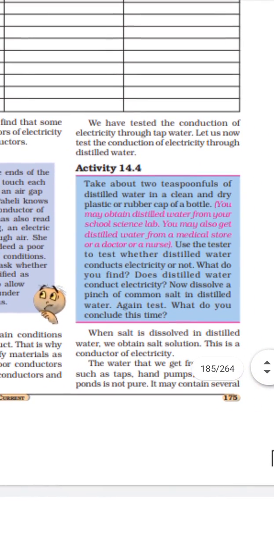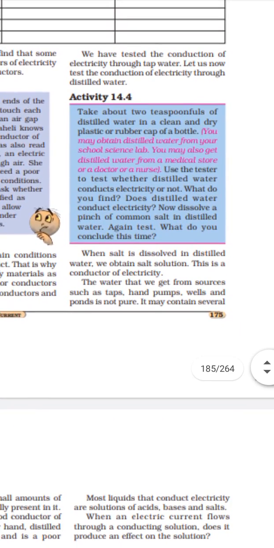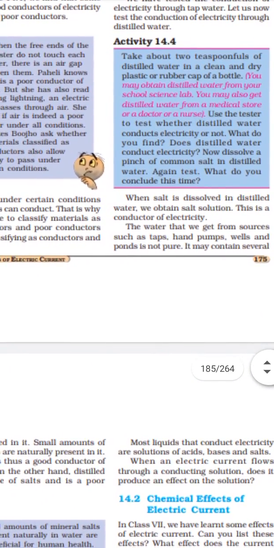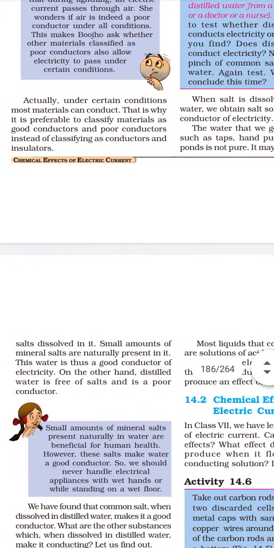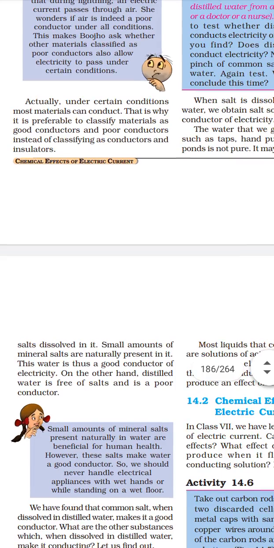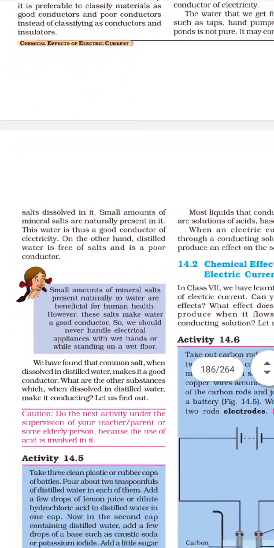When salt is dissolved in distilled water, we obtain salt solution. This is a conductor of electricity. The water that we get from sources such as taps, hand pumps and wells is not pure. It may contain several salts dissolved in it. Small amounts of mineral salts are naturally present. This water is a good conductor of electricity. On the other hand, distilled water is free of salts and is a poor conductor.